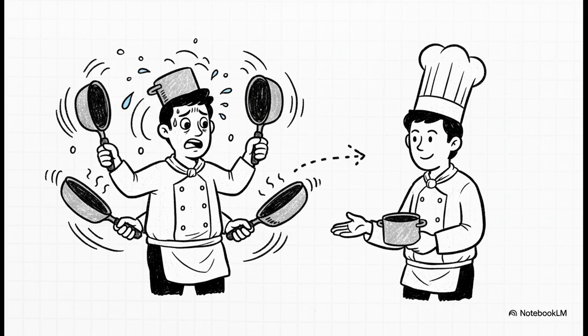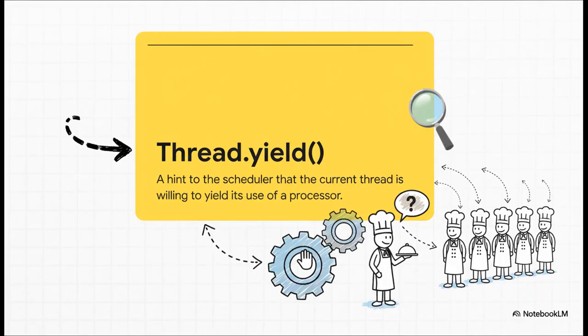Okay, let's switch gears to a different situation. This isn't a scheduled break. This is one cook seeing his coworker is totally swamped and saying, hey man, you go first, use the grill. It's not a command, it's just a polite suggestion, a little bit of teamwork. This is exactly what Thread.yield is. And the key word here, the one you absolutely have to remember, is hint. The running thread is basically telling the Java scheduler, hey, I'm willing to step aside if someone else needs the CPU more than I do right now.